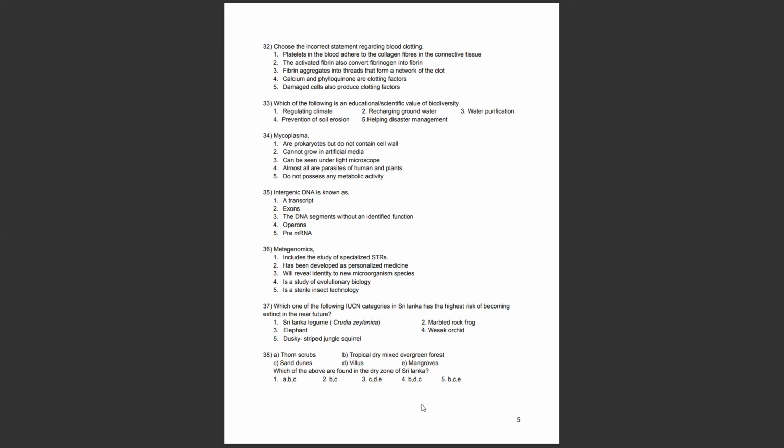Which one of the following IUCN categories in Sri Lanka has the highest risk of becoming extinct in the near future? What did we say for that? Critically endangered. Right? Marble rock frog is the answer. Second one, marble rock frog. Question number 38. Which of the above is found in the dry zone of Sri Lanka?